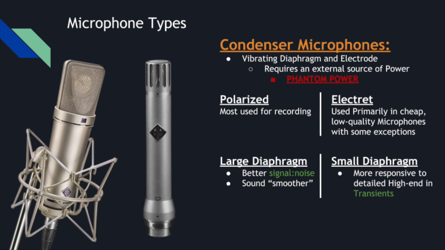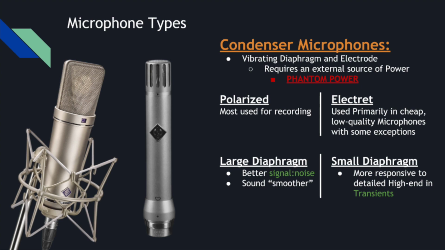So the two types, you have polarized condensers and electret condensers. Polarized are the most common ones. Both of these microphones that we see here on the screen are polarized condenser microphones. Electret condensers are used a lot for cheap, low-quality microphones. There are some companies that make like high-end electret condensers, and they are still a little bit cheaper than polarized microphones, and they will work very well.